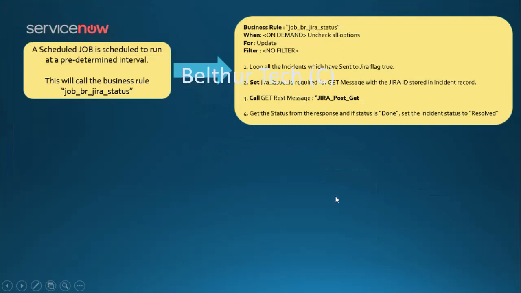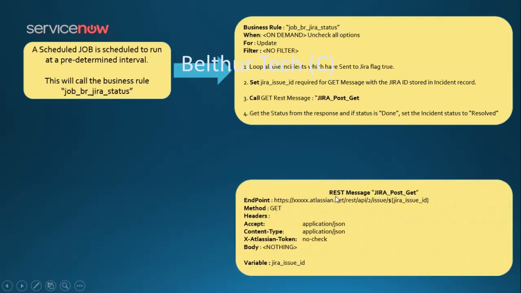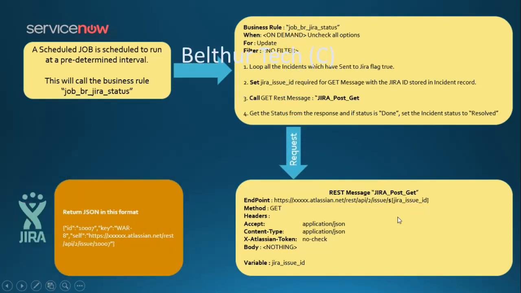So we get the status response from JIRA. When you make a JIRA get request with the incident ID, issue ID, JIRA will send the entire data as a JSON response. So we'll check the response, and if the status is done, we'll set the incident status to resolved. How do we do that? We issue the get message using the REST message that we have already configured, JIRA Post Get, and this is the message that we'll use. We send the request, and then return the JSON in this format. JIRA returns a response, and we set the response back.